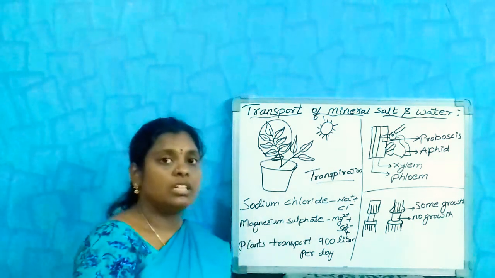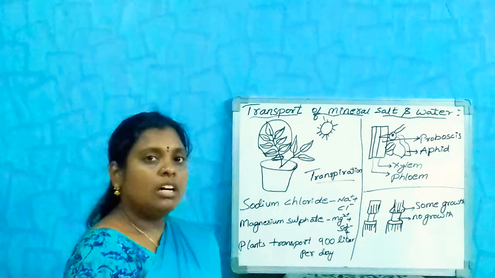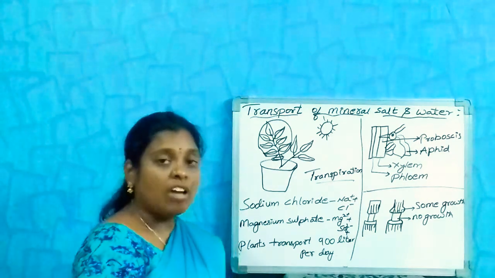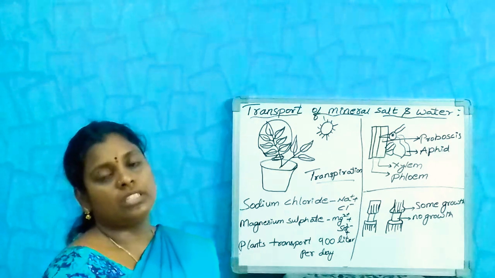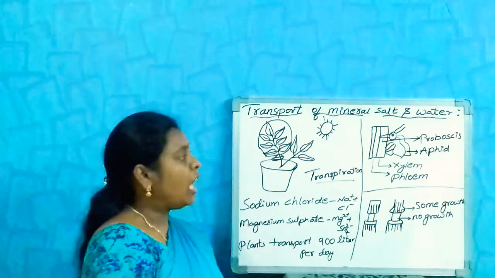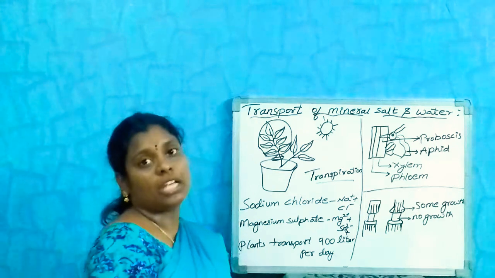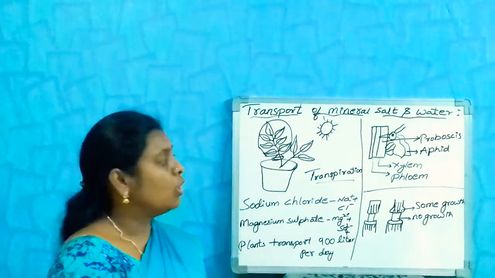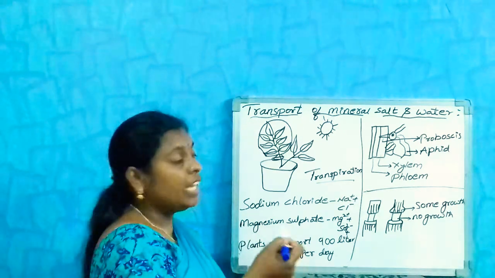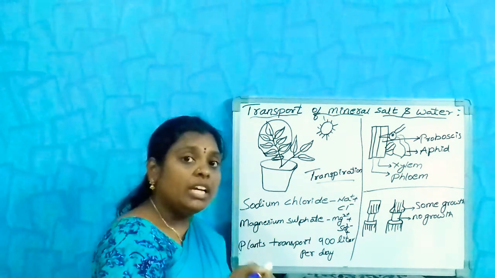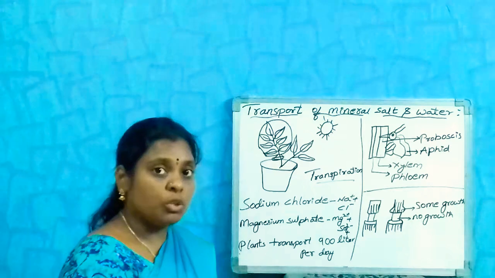Next one, how aphid insects absorb nutrients from plants. An aphid has a long beak called a proboscis, which it injects inside the phloem tubes.